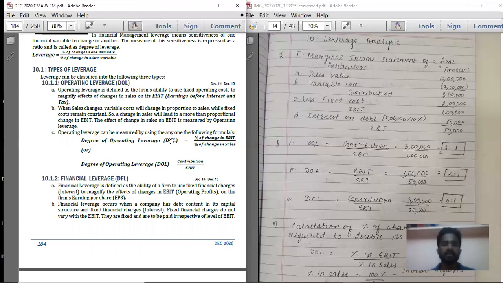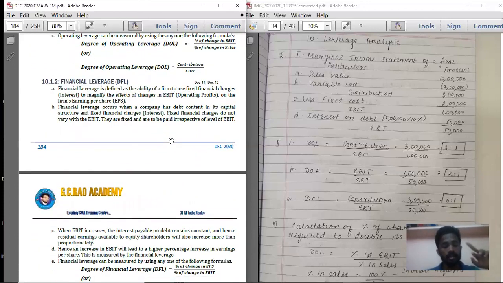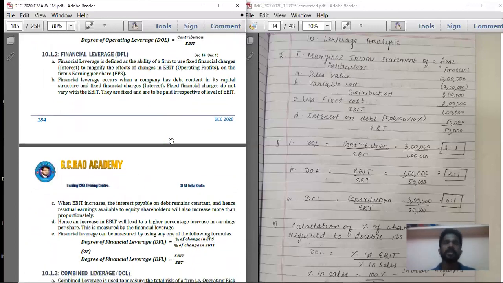So how will you calculate this financial leverage? Simple. EBIT divided by EBT, or percentage of change in EPS divided by percentage of change in EBIT. See, simple. For operating leverage, contribution divided by EBIT, or percentage of change in EBIT divided by percentage of change in sales. Whereas for financial leverage, what is the last step? After finding contribution, what will you do? Less fixed cost. Then you will get EBIT.